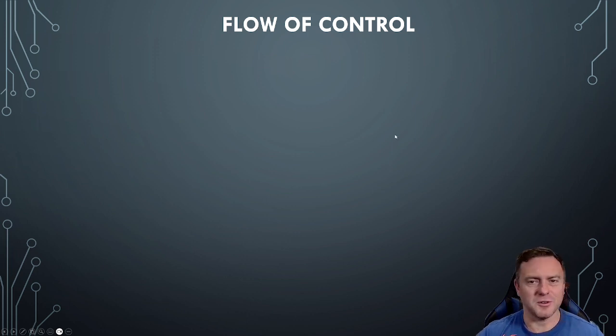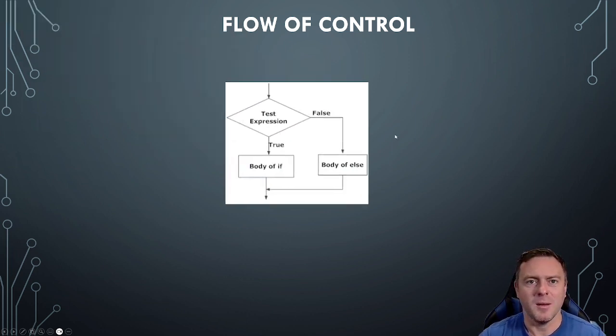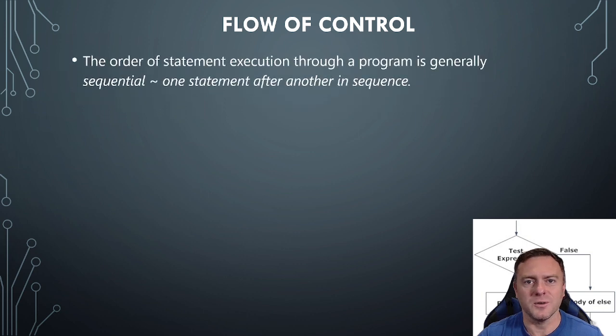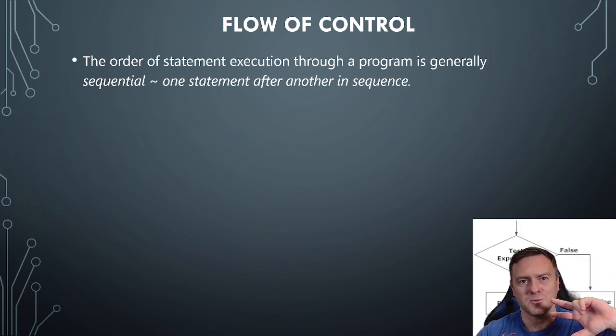So the flow of control, you may have heard me talking about that before. Basically, it's how the program flows throughout all the different lines of text that you've put into it. So it's the order of statement execution through a program, and it's generally sequential. That means it follows one statement after another. The way that you change this is with two things: conditional or repetition statements.